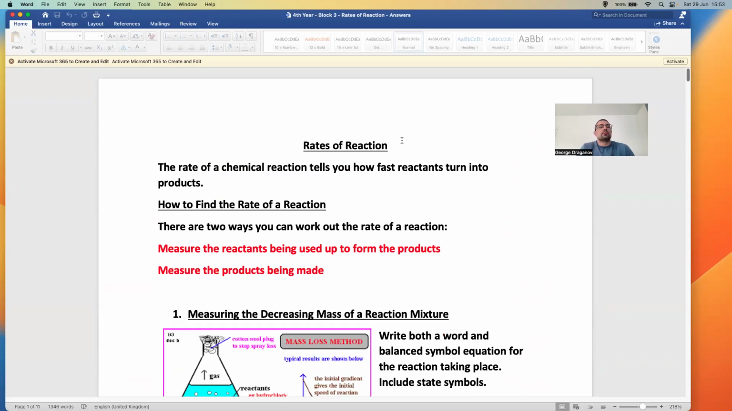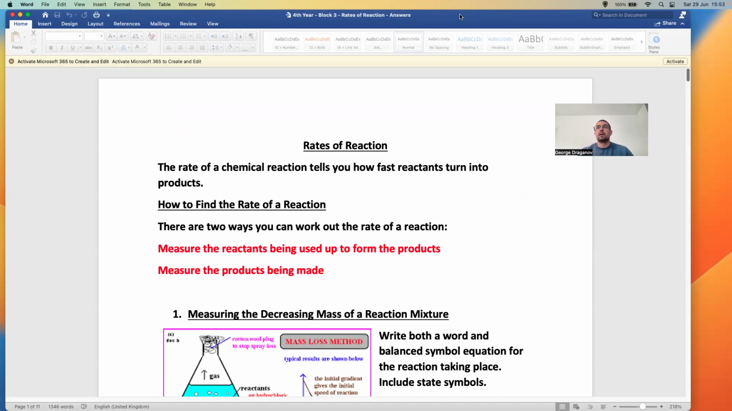So if you're looking to find the rate of a reaction, there's really two ways to go about it. You could look at how quickly the reactants are used up, or you can look at how quickly the products are made. The important thing to realize is that it is always done per unit time.